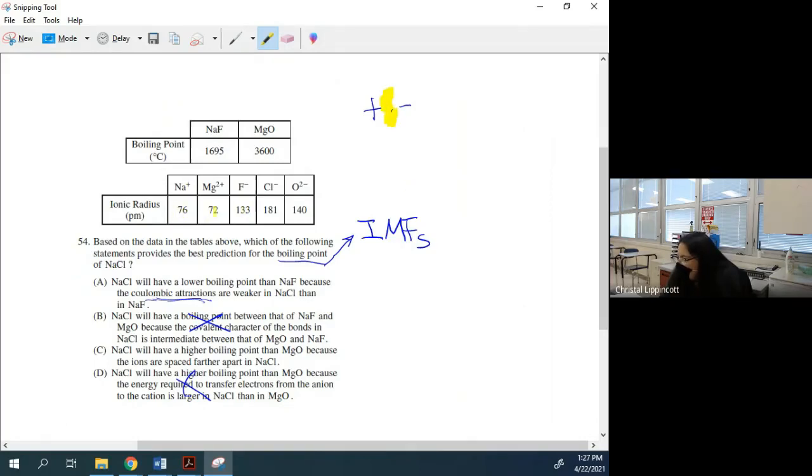So when we look at our magnesium oxide here, it's going to have two positives and two negatives pulling on each other, as opposed to this guy here and this guy here, where we've got a plus and a negative. Because of that, and these guys are going to be closer together too, because if you've got 72 and 140 versus 76 and 180, the positive charges here are going to be closer to the negative charges here. So that makes A our correct answer.